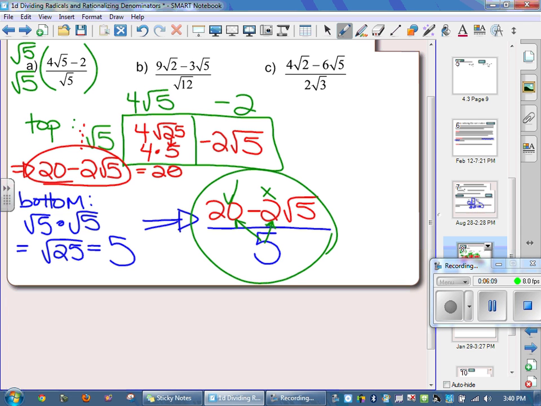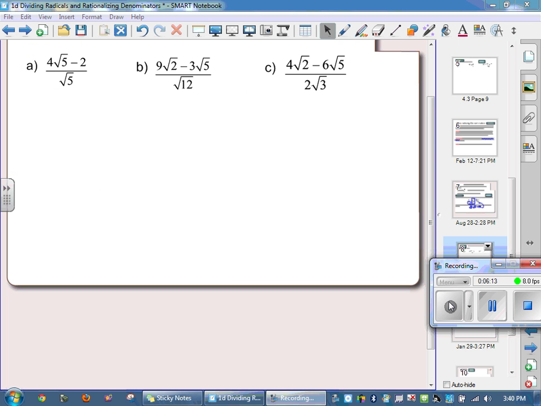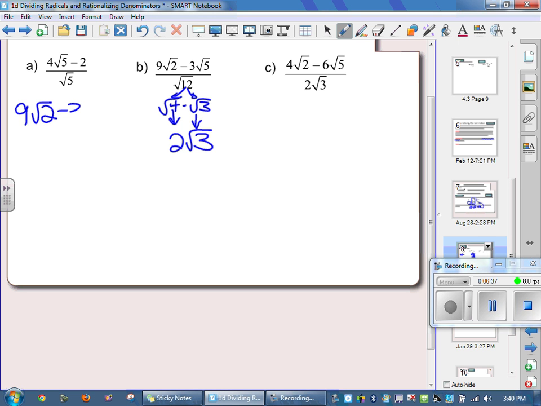Let's try B together. Now on B, you're going to notice I've got a root 12, but root 12 is not in simplest form. So I need to reduce it before I can get rid of my bottom denominator. So I know he is root 4 times root 3, and I know the root of 4 is 2. So I get 2 root 3 as my bottom. So I rewrite my expression. I have 9 root 2 minus 3 root 5 on top. On the bottom, I've got 2 root 3.